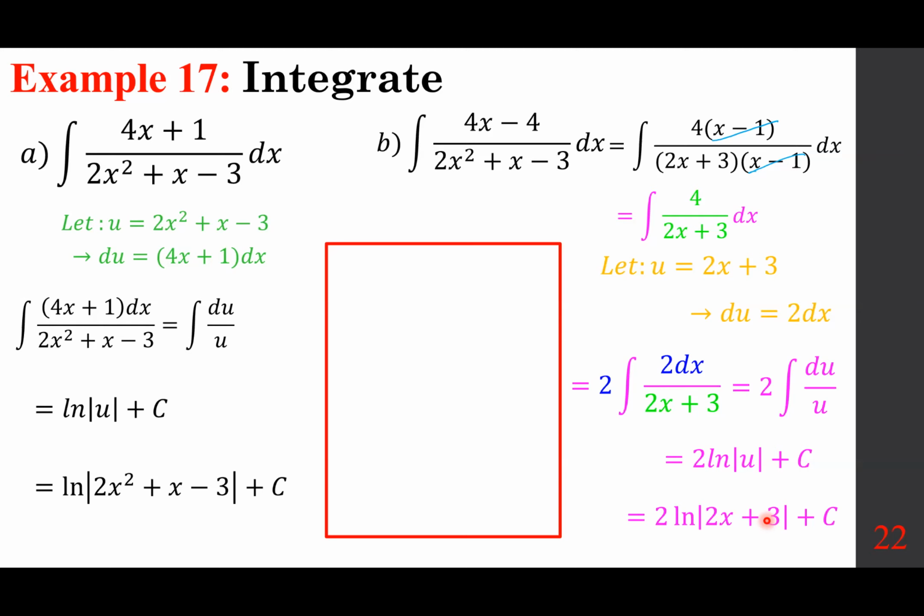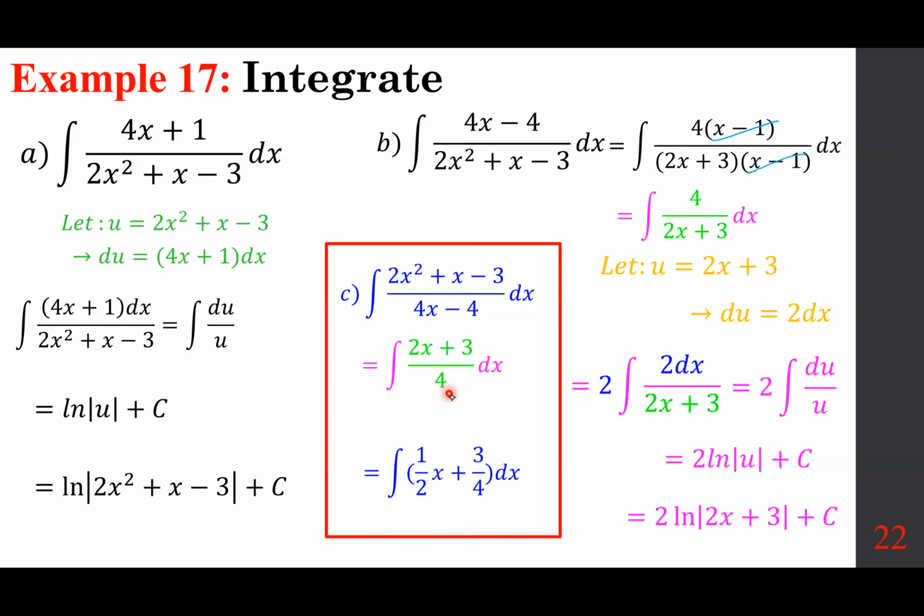and we are done. Now, what I want to show you is this. What if we had the reciprocal of this expression? Well, we do the factoring, and we get the reciprocal of this one. So we get the integral of 2x plus 3 over 4 times dx. We've seen this before. And now we make up 2 fractions. This one, 2x over 4, half of x, 3 over 4, 3/4.